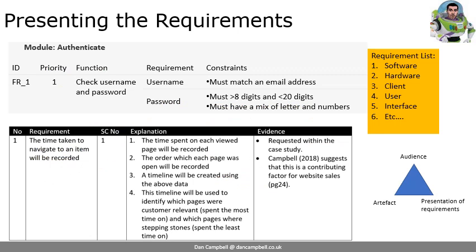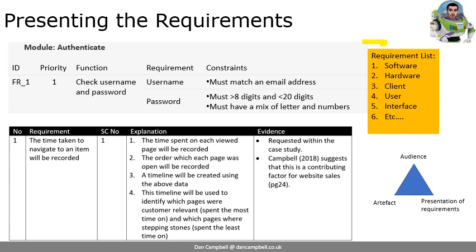Okay, presenting requirements. First, I'm going to look at the gold box over on the right hand side. I'll just put a little squiggle there for you. When we think about requirements, we can have a whole host of requirements, from software, hardware, the person who's buying the software, the client, the user of the software, interface requirements, and the list goes on and on and on. And you need to decide where you're going to situate your requirements. And this will shape and structure your artifact.